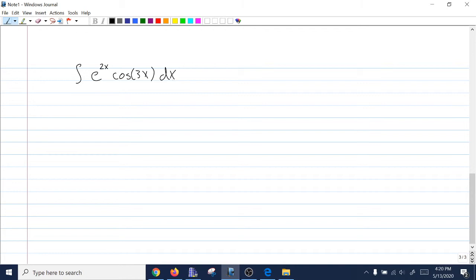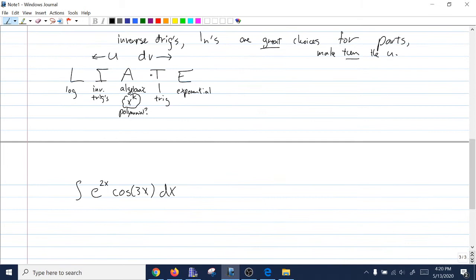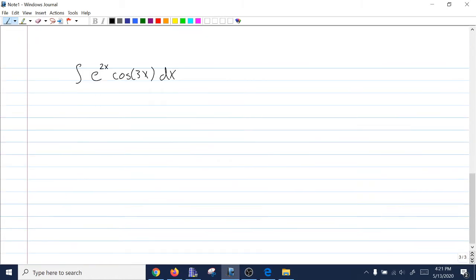What have I got here? Let's say I just wrote down this LIATE thing, and I love doing this. Trig is left of exponential. Here it doesn't actually matter, but if I'm looking for a thing to try, let's try making u the trig part. Let's make dv the exponential part. u is going to be cosine 3x. dv is going to be everything else, e to the 2x dx.